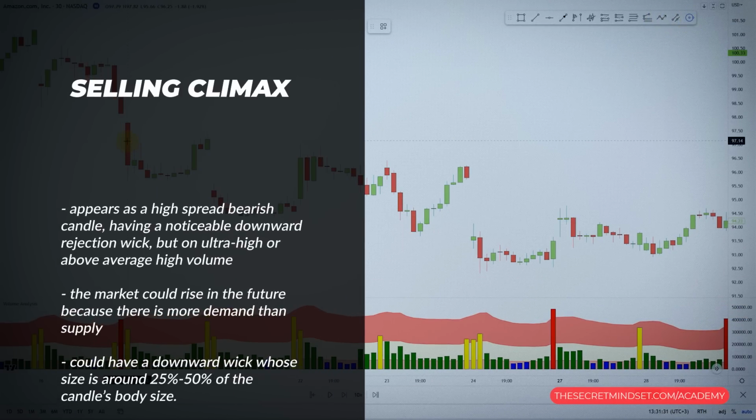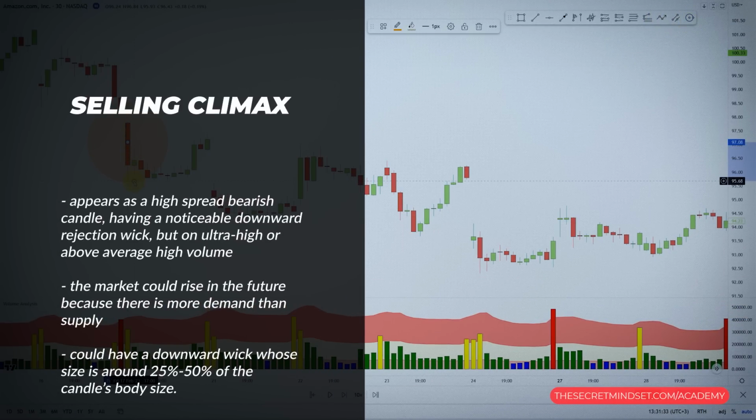Then we have the selling climax. The selling climax appears as a high spread bearish candle, having a noticeable downward rejection wick, but on ultra high or above average high volume. This signals that the market could rise in the future because there is more demand than supply. The selling climax signal could have a downward wick whose size is around 25 to 50% of the candle's body size.